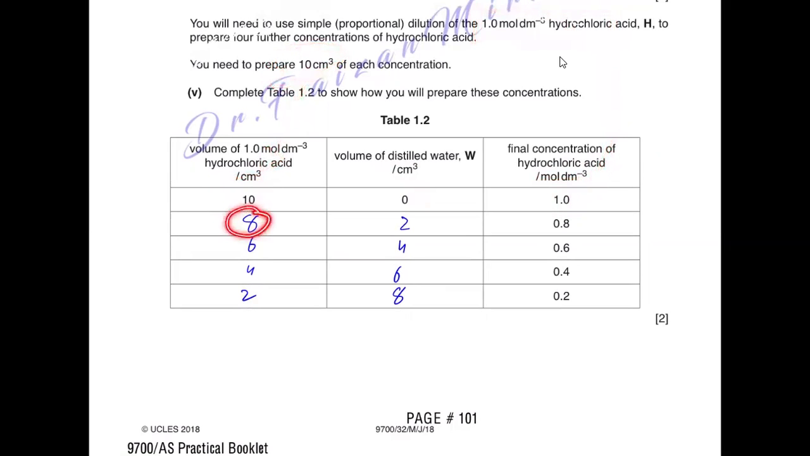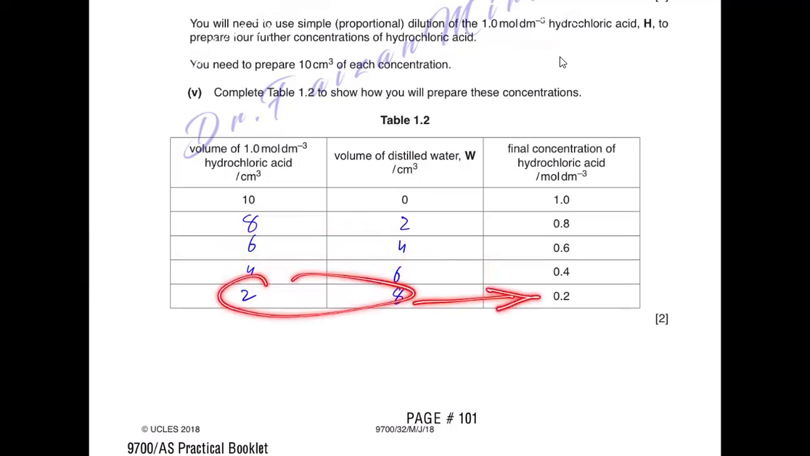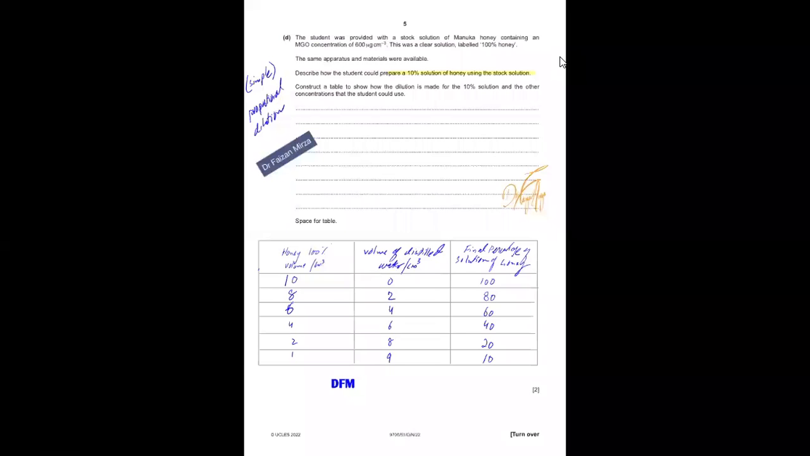Next, I'll add 8 of this and 2 parts of this to get 0.8. Again, I'll add 6 and 4 parts to get 0.6, 4 and 6 parts to make 0.4, and 2 and 8 to make 0.2. So that's how proportional dilution is done. Sometimes they give you percentage concentration, sometimes they give you mole per dm cube. So this is how basically it is to be carried out.